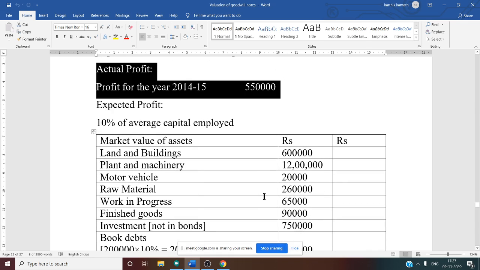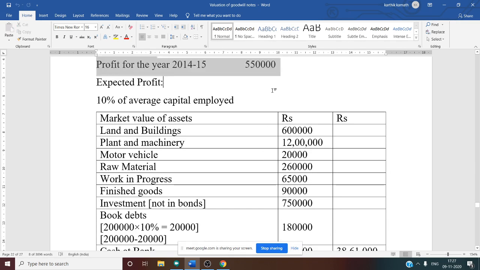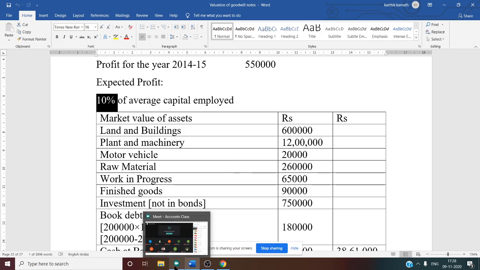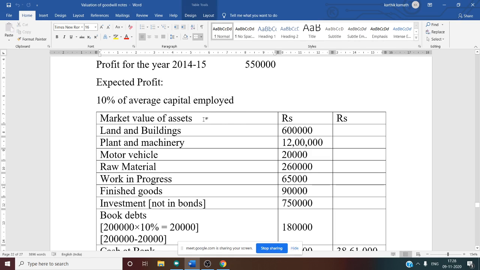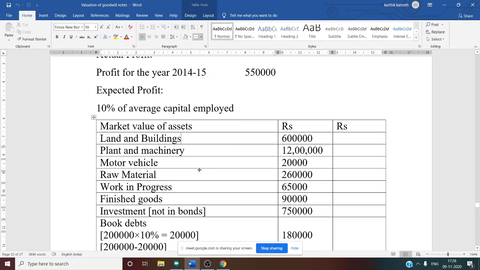Yes. After knowing the actual profit, we need to calculate expected profit. Expected profit, you know, there is a expected rate of return is given, that is 10%. So first thing we need to determine is average capital employed. So 10% on average capital employed. Then you need to do 3 columns, particular and 2 amount column. First, market value of asset or agreed value of asset. Agreed value of asset one by one we need to write by seeing the question.